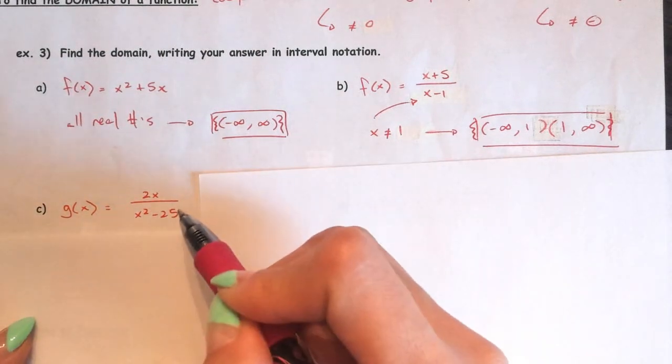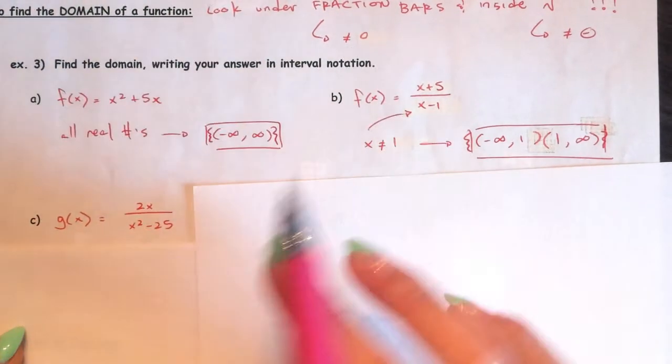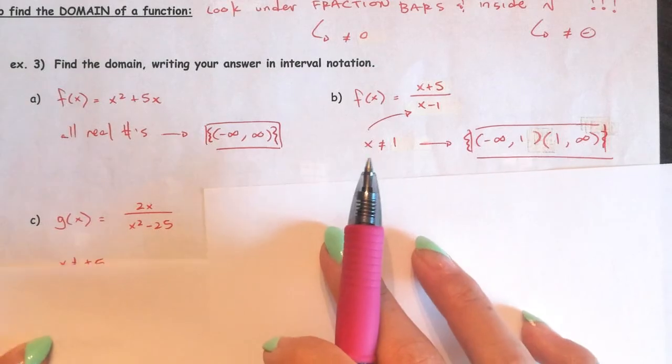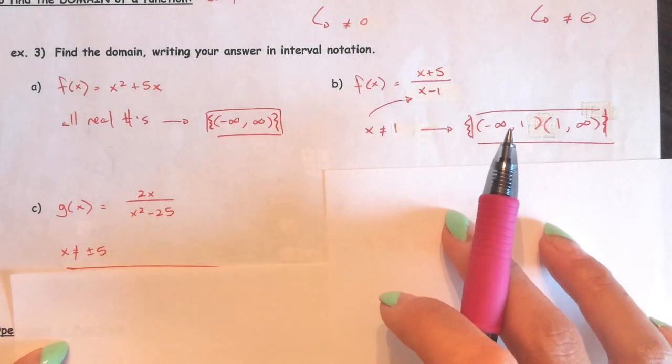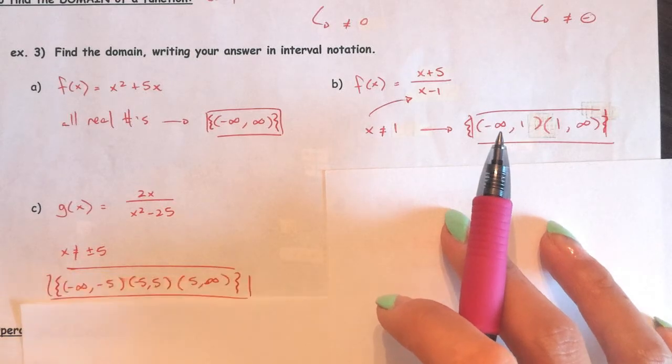So how about something like this? All right, so you're going to factor the bottom. The bottom, again, cannot equal 0. So what can the bottom not be? It can't be plus or minus 5. What is your answer going to be? So it's everything except for plus or minus 5.